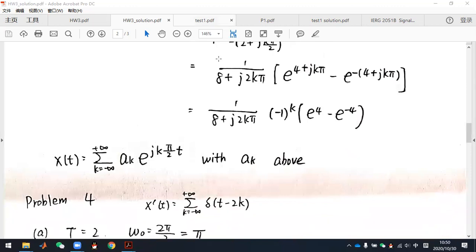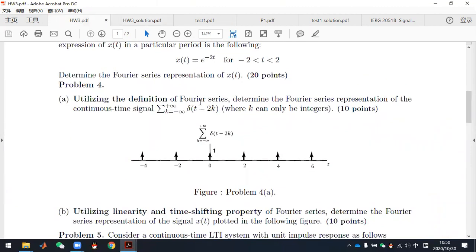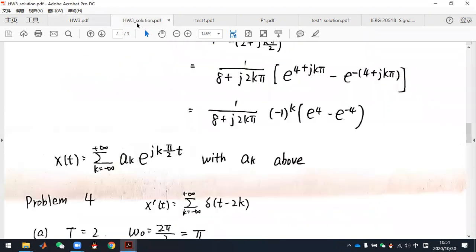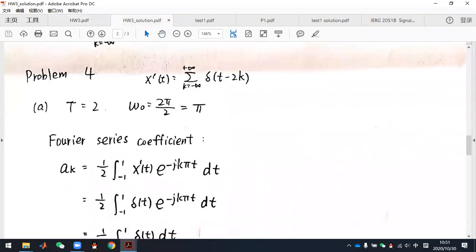And next is problem 4. Problem 4, the first one is you need to utilize the definition of Fourier series to determine the Fourier series representation of the continuous time signal. I think this is very easy because I remember that there is an example in the slides of the lecture. The signal is delta of t minus k. So I just change the k to 2k here.